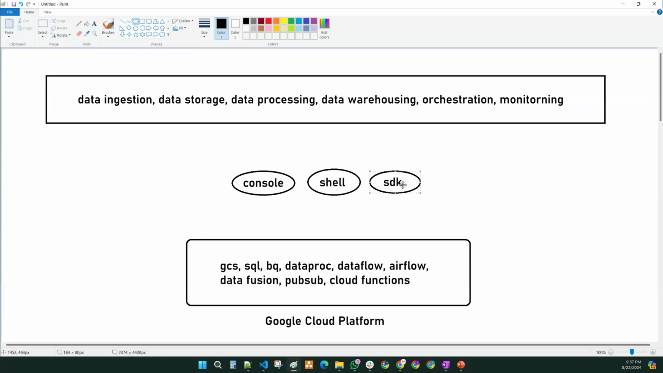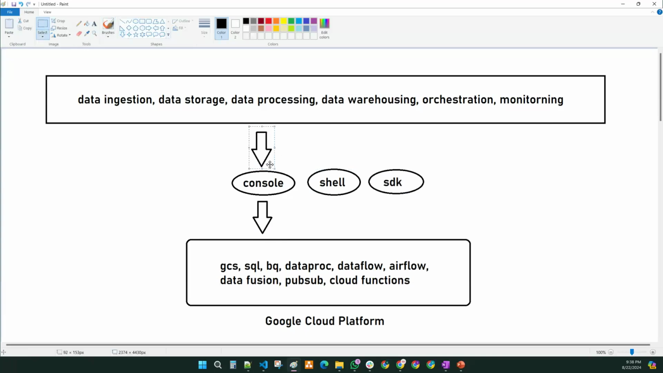So these are the three interface methods to interact with the GCP services, guys. Sir, I would like to work with these services. I wanted to do all of these actions. So if you want to do all of these actions, you can go for these things, guys. That is how it works.